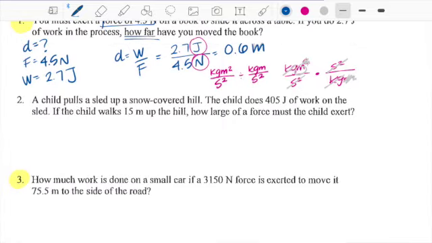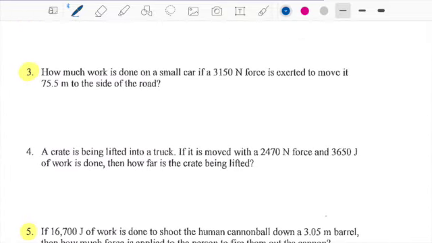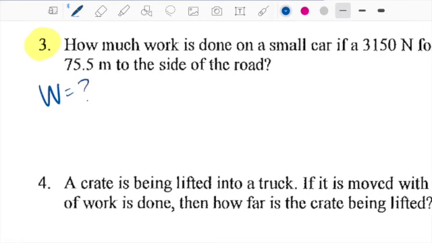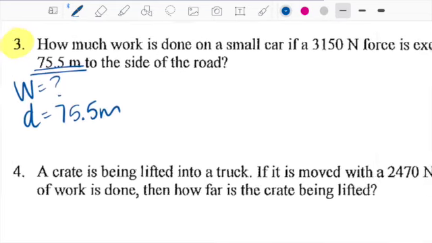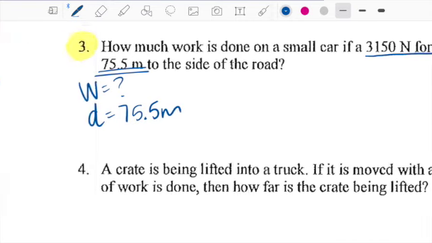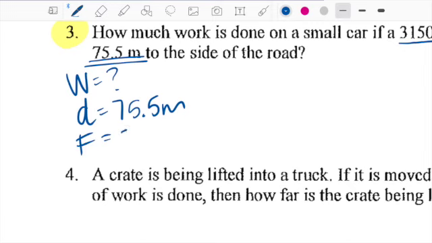Okay, perfect. Now I'll be moving to problem number 3. How much work is done on a small car if a 3,150 newtons force is exerted to move it 75.5 meters to the side of the road? So let's just follow our data. We have how much work equals question mark. We have a distance of 75.5 meters. Here we can see it. And they're giving me 3,150 newtons of force. So we have a force of 3,150 newtons.